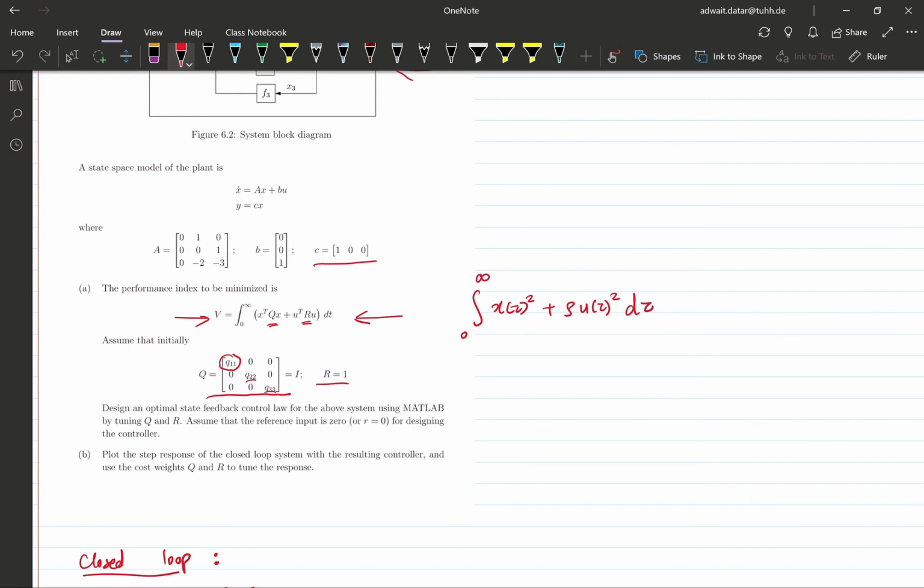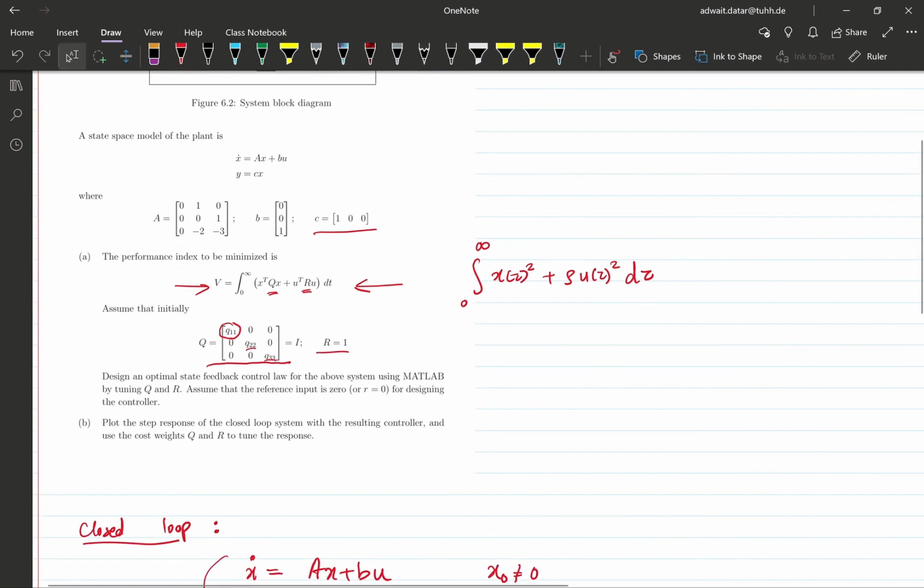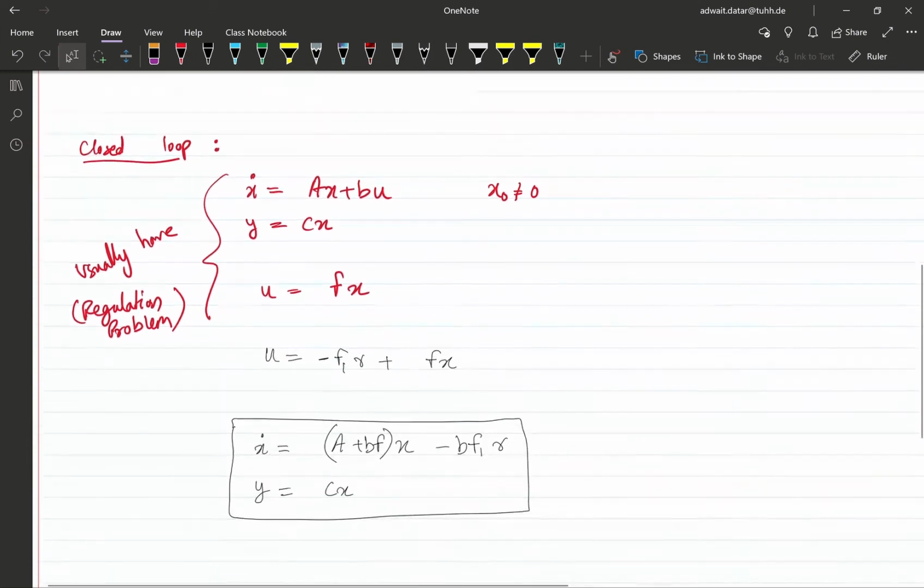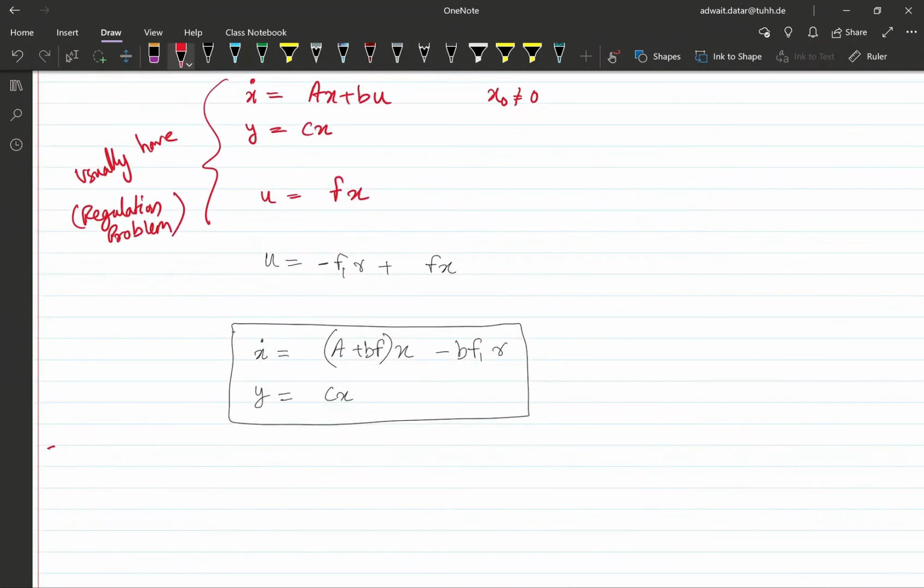because if Q11 is higher, what you're essentially telling the optimizer is that I really want my state 1 to go to 0 as soon as possible, or in other words, state 1 not being at 0 is extremely expensive for me. And yeah, you can try to play with these weights and get a feeling for the tuning parameters. That's basically it for this problem.